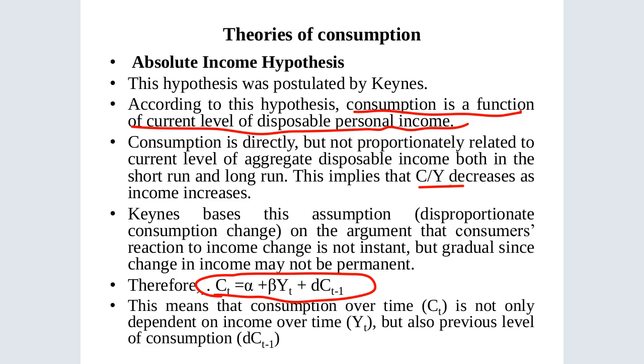Now, according to the absolute income hypothesis, your current level of consumption depends on the autonomous consumption plus the consumption that depends on the income and the previous level of consumption.